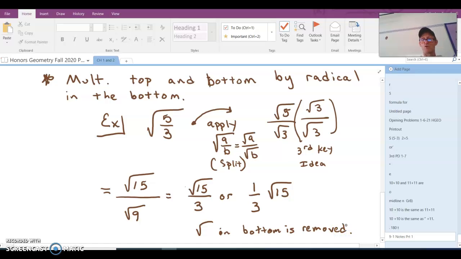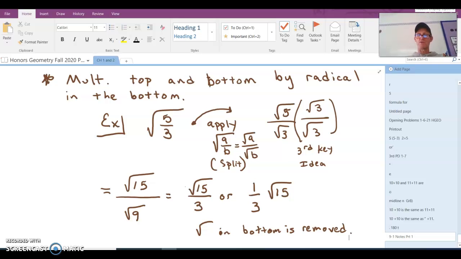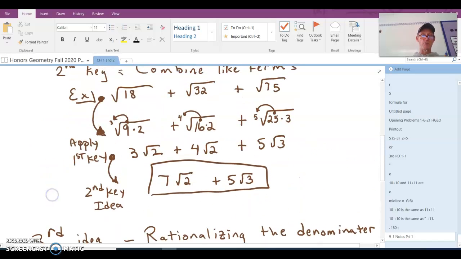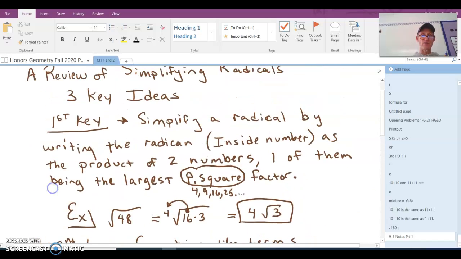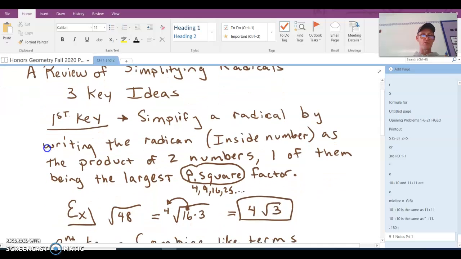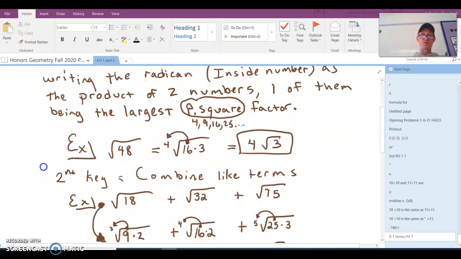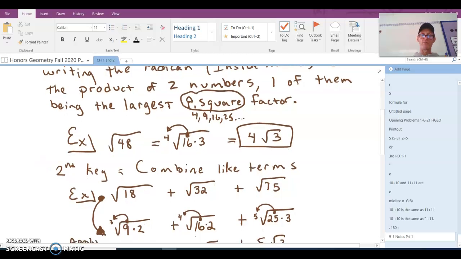Okay, so that's how you handle that situation, and I do hope that if you have questions, you will message me. So going back, you're going to apply 3 key ideas to simplifying radicals. The first key is to simplify a radical by writing the inside number as the product of 2 numbers, one of them being the largest perfect square factor.